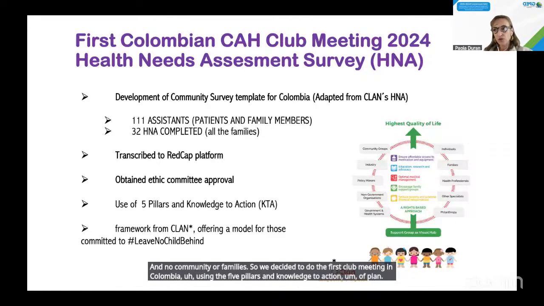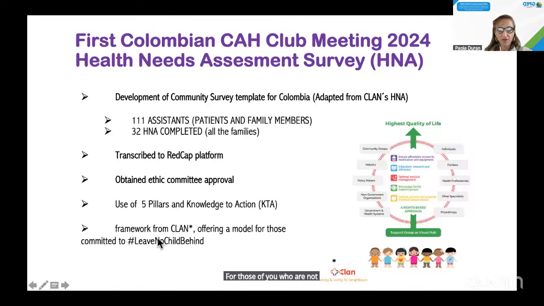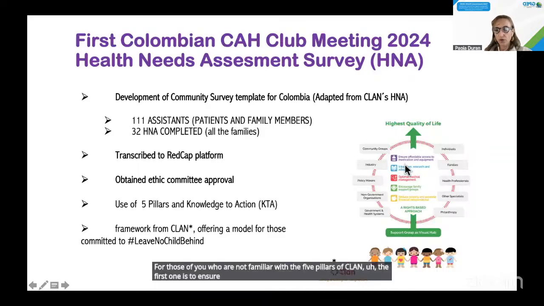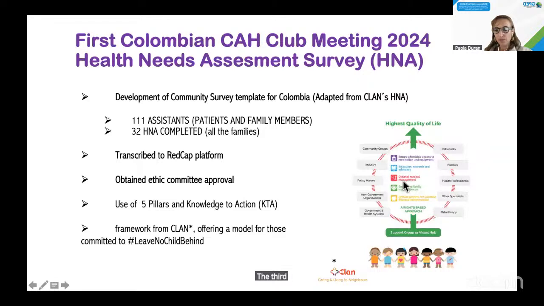For those of you who are not familiar with the 5 pillars of CLAN, the first one is to ensure affordable access to medication and equipment. The second one is education, research, and advocacy. The third one is optimal medical management. The fourth, encourage family support groups. And the fifth one is to reduce poverty and promote financial independence.